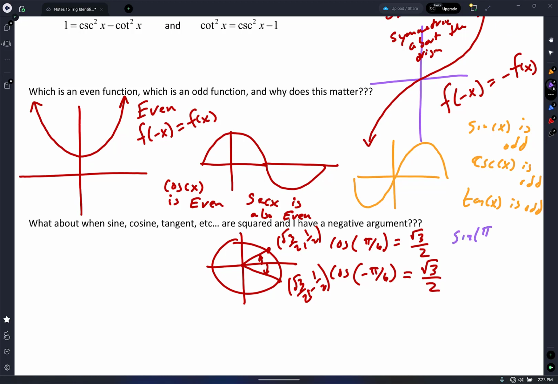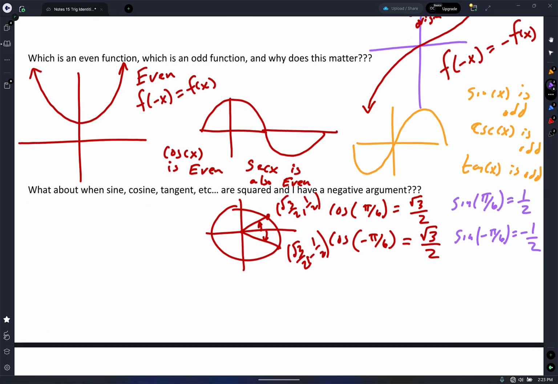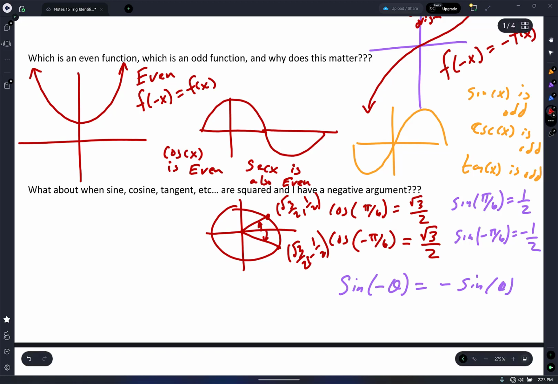Now let's test the sine, because the sine we said was an odd function. Well, sine of pi over 6 is a half. So sine of negative pi over 6, notice it's a negative half. OMG. So for sine, what are you saying? If you ever have sine of negative theta, that's just the same thing as negative sine theta. If you ever have cosine of negative theta, that's just the same thing as cosine of theta. Yay or nay? Does that make sense? Okay, I tried putting the ideas together.